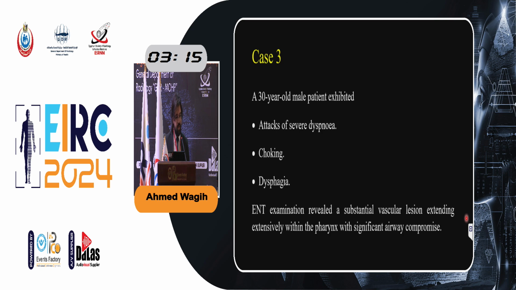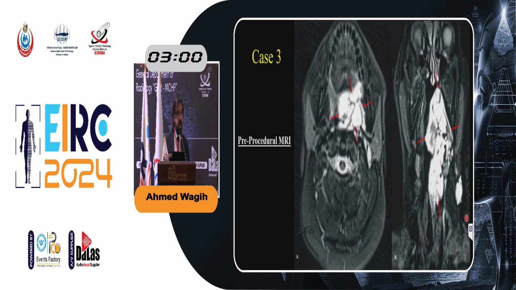Our last case is a 30-year-old male patient that exhibited attacks of severe dyspnea, choking, and dysphagia. The ENT examination revealed a substantial vascular lesion extending extensively within the pharynx with significant airway compromise. Here's the pre-procedural MRI imaging.